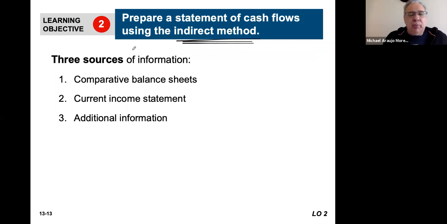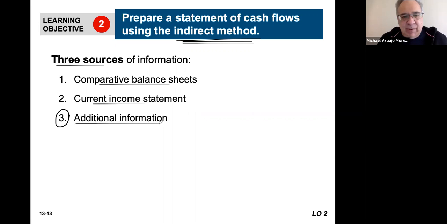In order to prepare a cash flow statement, you're going to need 3 sources of information. The first thing you're going to need are comparative balance sheets, so the balance sheets from last year and this year. You are also going to need a current income statement. And then you're going to need any additional information regarding anything that happened to your assets, liabilities, or equity. Okay, that's the additional information piece.